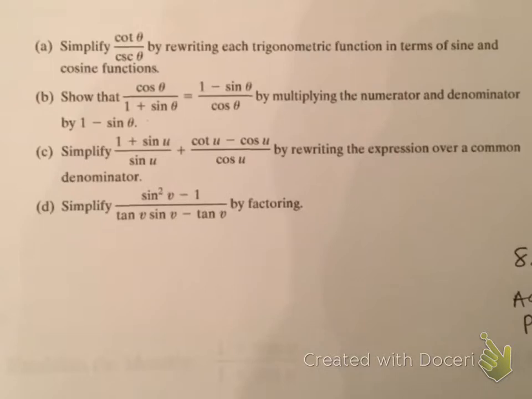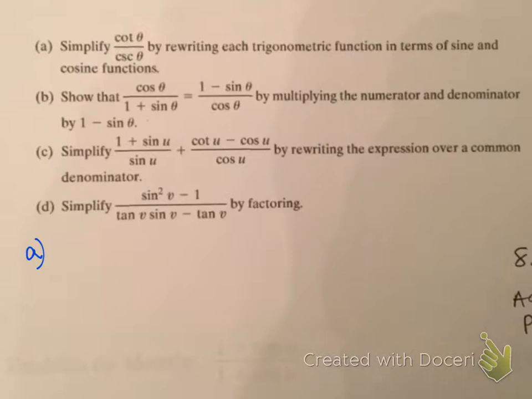Okay, so now let's get into the nitty-gritty of things. We have 4 parts, and they're asking us to simplify this. This is not quite an identity yet. This is just asking you to simplify by using the rules stipulated. So let's look at A together.